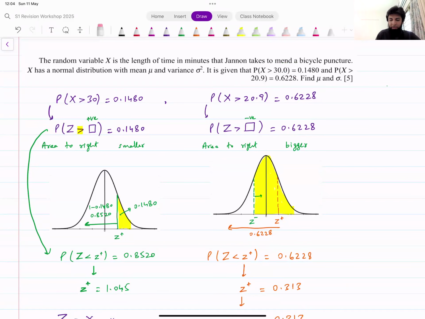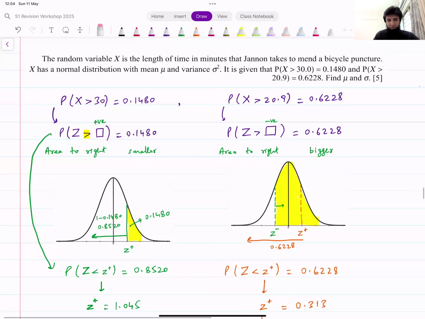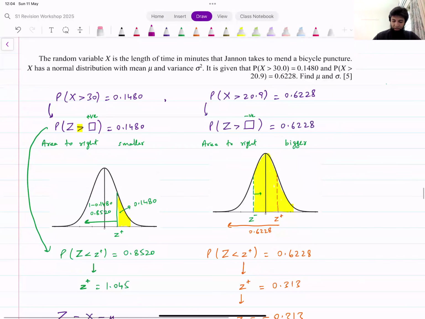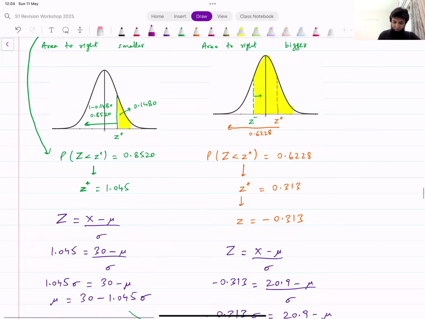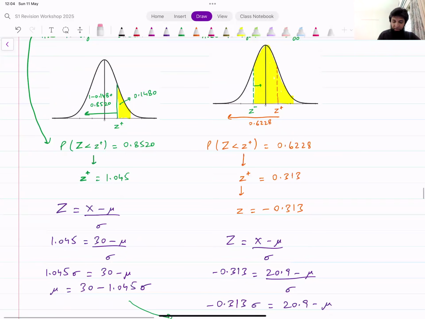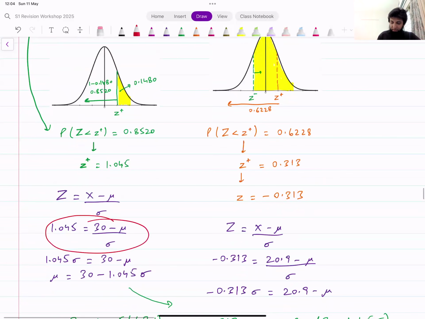Now, we've got probability values given for both of them. We have to find mu and sigma. So this is inverse normal, right? Probability is given, and we have to find mean and sigma. These are two separate equations. What we do is apply the inverse normal method on both of them separately. We get two equations from them, and then we solve those two equations simultaneously, and that will give you the value for mean and sigma.